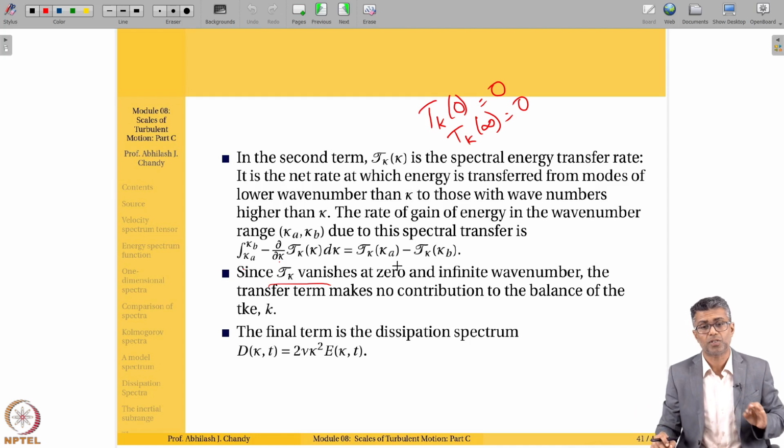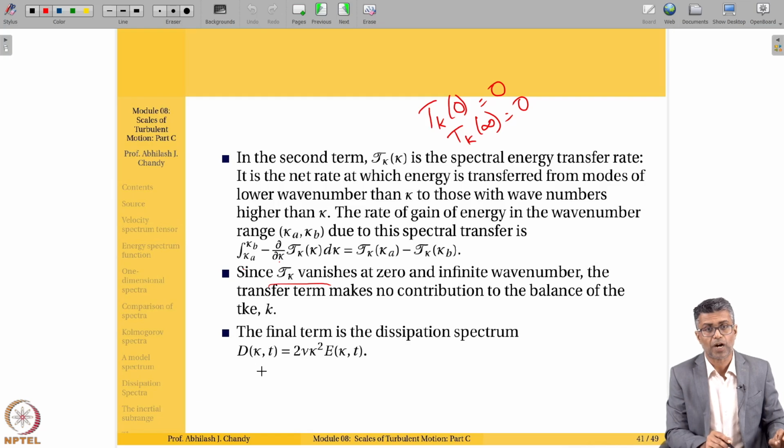Finally, the third term, which is the dissipation spectrum, that is D of kappa, t, as I was saying earlier, 2 nu kappa squared E of kappa, t.